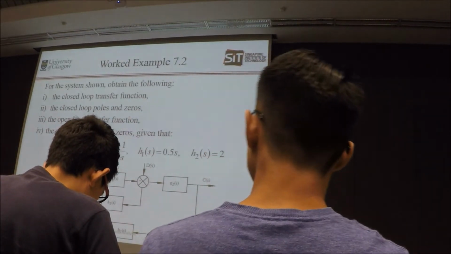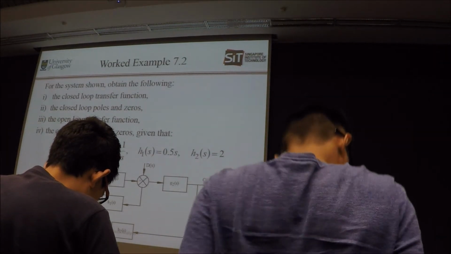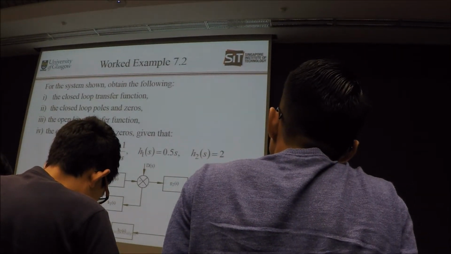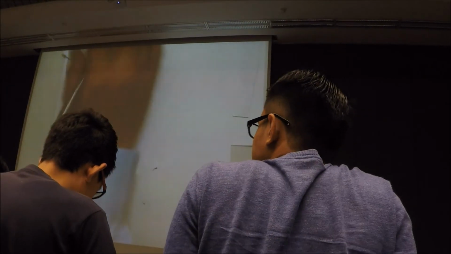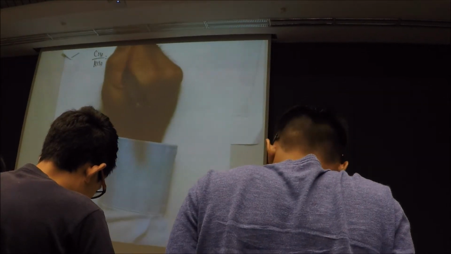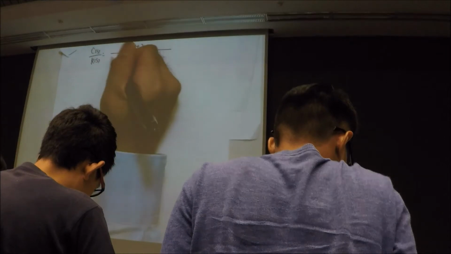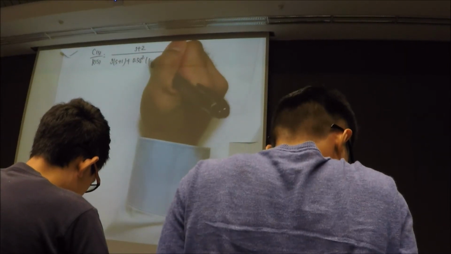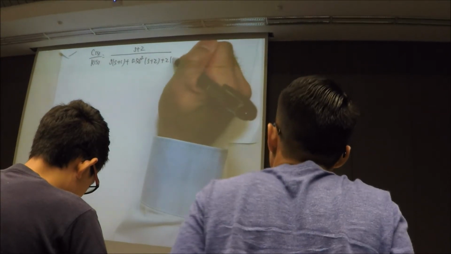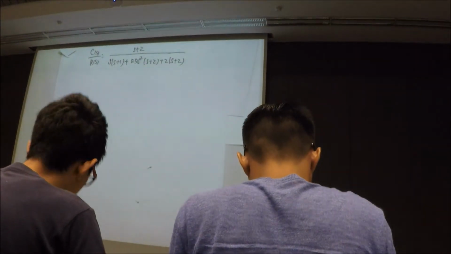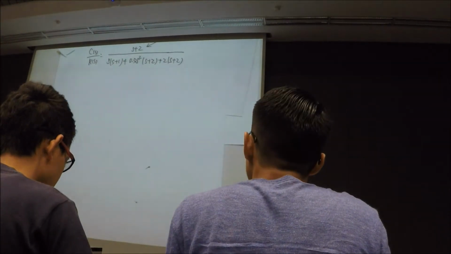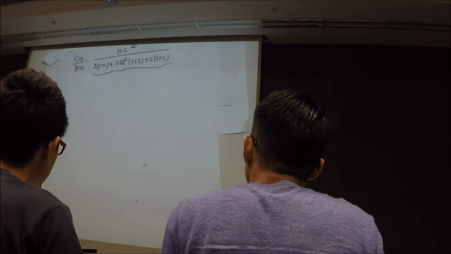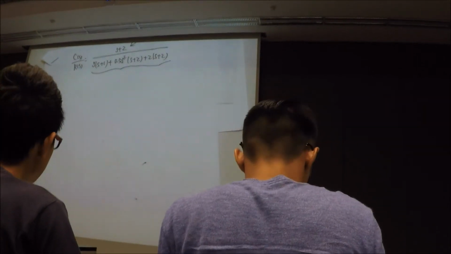Maybe I just write it down. If you work it out, this will be good practice for you. I just write down the end result, C(s) divided by R(s). This is your closed loop transfer function, s plus 2, in the most generic form. So this is your closed loop zero. And then of course the closed loop poles will be based on this, which you need to work out.